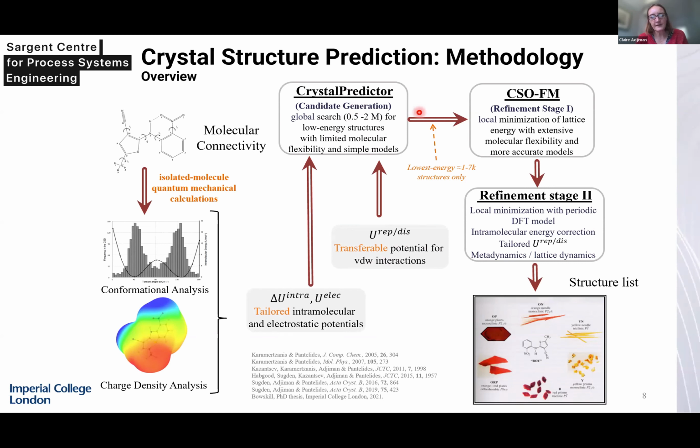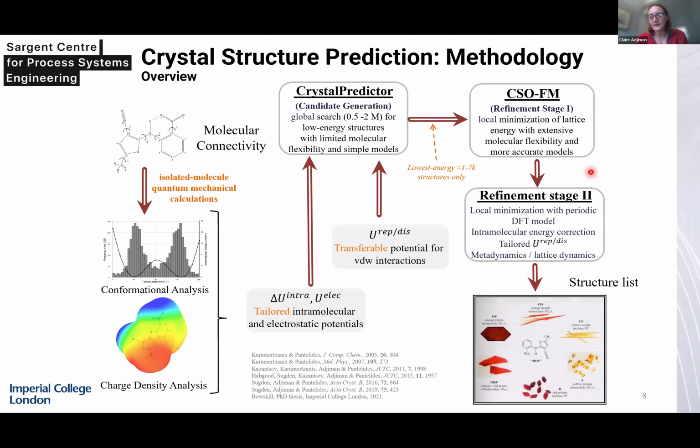We'll then take the lowest 1,000 or so structures, up to 7,000, I think is the highest number we've been to, and take this to a second stage where we take the same model as before, but we improve it. So for example, we take into account more flexibility of the molecule than we had previously. We improve the electrostatic potential. We go from point charges to multipole descriptions of the electrostatics.